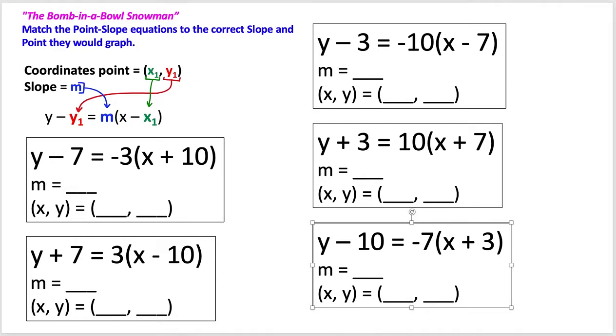Hey, what's up, students? Let's do the bomb in a bowl snowman. So we're going to match the point-slope equations to the correct slope and point they would graph.